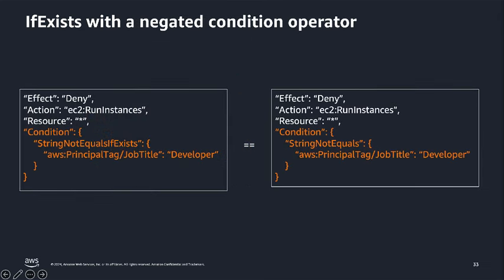One last note before we move on. If exists has no impact on the evaluation when used with a negated condition operator, as seen on the left. These two policies are equivalent, and the if exists is unnecessary. Now that said, if you're writing guardrails like service control policies, it can sometimes be useful to just include if exists at the end of your condition operators as a bit of a safety net. Now that's because these policies typically have an effective deny, and when you write guardrails like service control policies, you often want to deny if the context key is not present. Adding if exists by default just saves you from having to reason about this type of behavior for each operator in a deny policy.